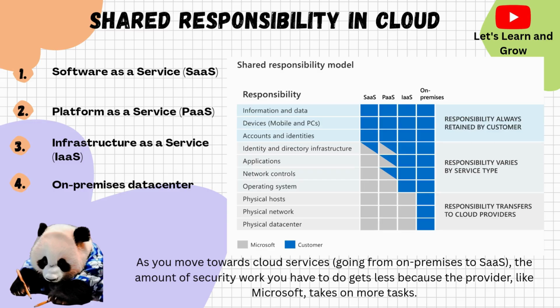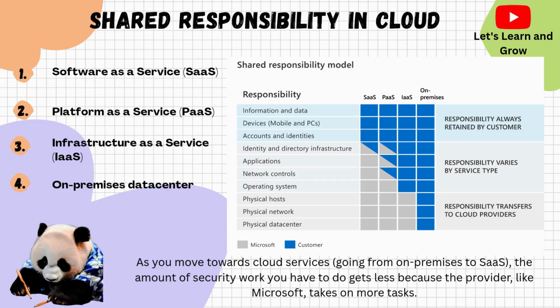Shared responsibility has four types: software as a service, platform as a service, infrastructure as a service, and on-premises data center. Information, devices, and account identity are the responsibility of the customer. Identity and directory infrastructure, application, network, and operating system are responsible by various service types. Responsibility transferred to a cloud provider includes the host, physical network, and physical data center. It depends upon the software, platform as a service, and infrastructure.